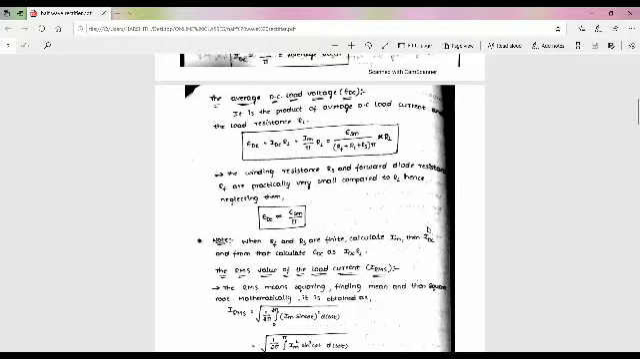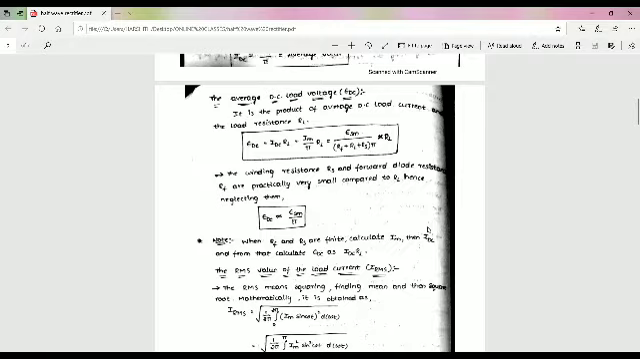So average DC load current IDC equals Im by pi. Average DC load voltage EDC equals ESM by pi. Next parameter, RMS value of the load current, indicated by IRMS. RMS means root mean square: squaring, finding the mean, and then finding the square root.